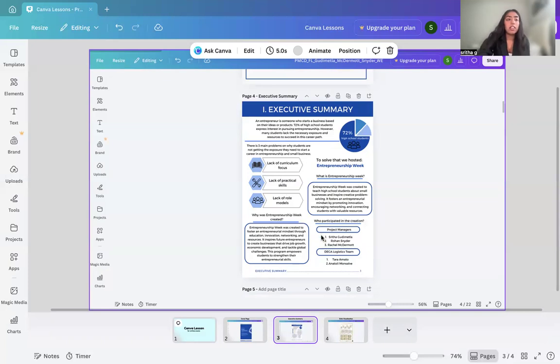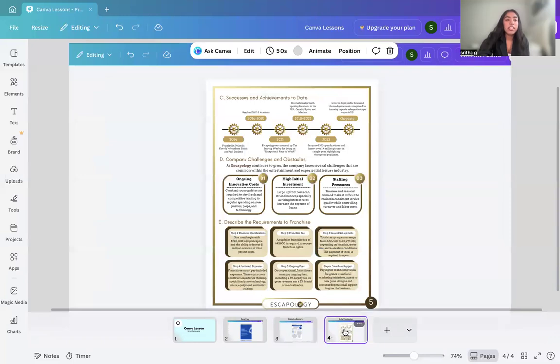Another area where Canva can really improve your project is data visualization. If you've conducted surveys, gathered research, or collected data, don't just list it in numbers in a paragraph. Turn those numbers into visuals. Canva allows you to create pie charts, bar graphs, comparison charts, timelines. Visuals help judges understand the information faster. For example, in another paper that I made, this is a timeline for the judges to understand the successes and achievements up to present date.